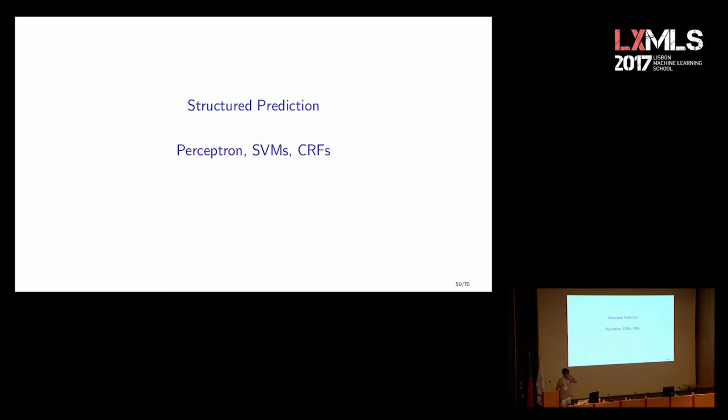All right, any questions? Can you elaborate a bit more on why the generative models are better at unsupervised tasks than the discriminative ones?